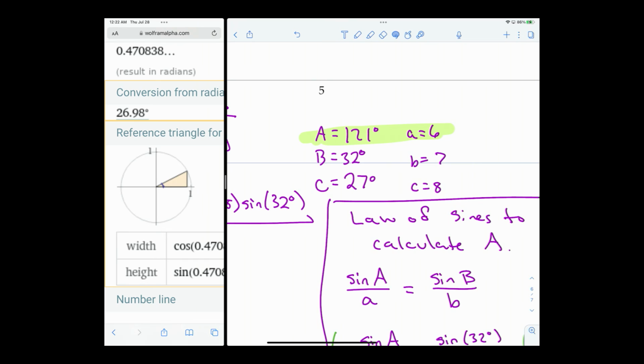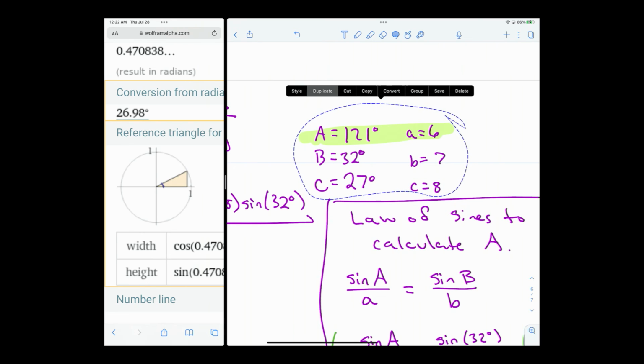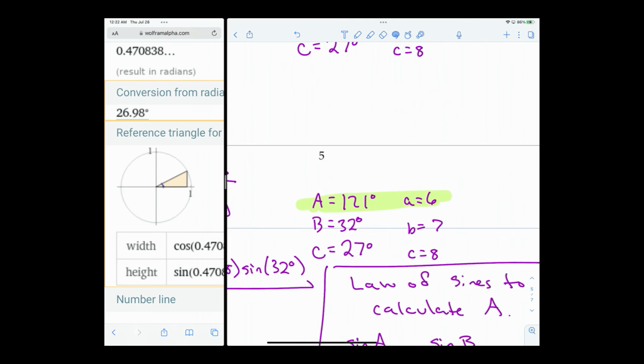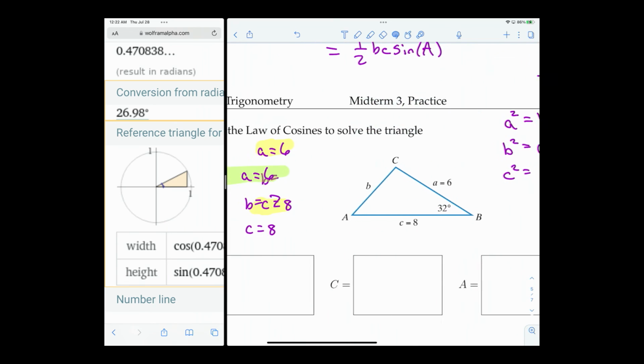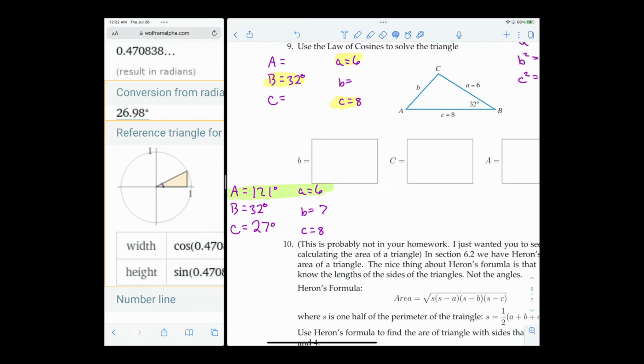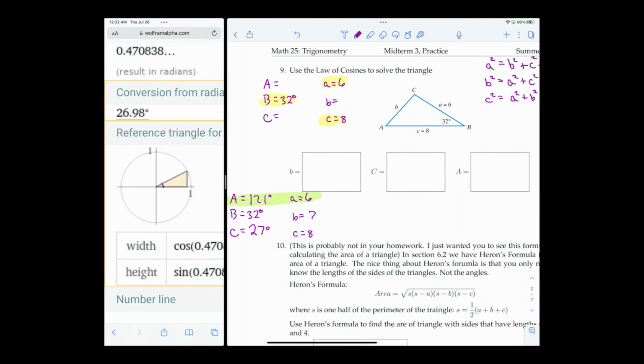Okay, so we have them all, and that's what they mean when they say solve the triangle: they mean find all of the angles and sides. So we did that, and I'm just dragging it all up here. So we found them. The little b was 7, the big C was 27 degrees, and the big A was 121 degrees. Okay, that's it.